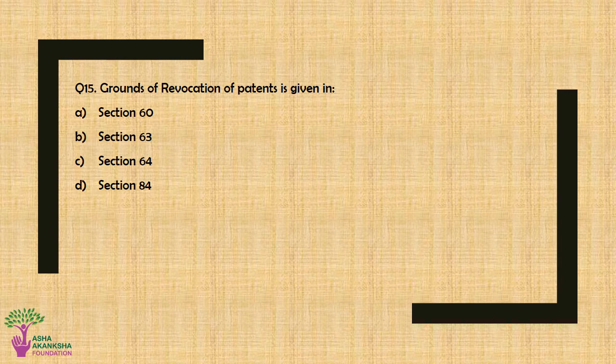Question number 15. Grounds of revocation of patent is given under which section? Option A, Section 60. Option B, Section 63. Option C, Section 64. Or Option D, Section 84. The correct answer for this question is Option C, Section 64.